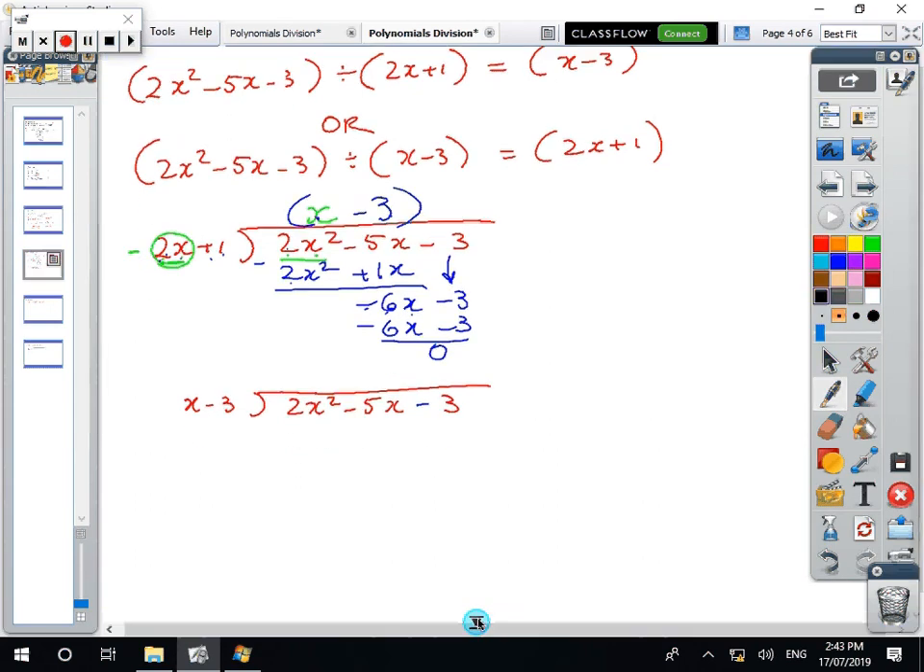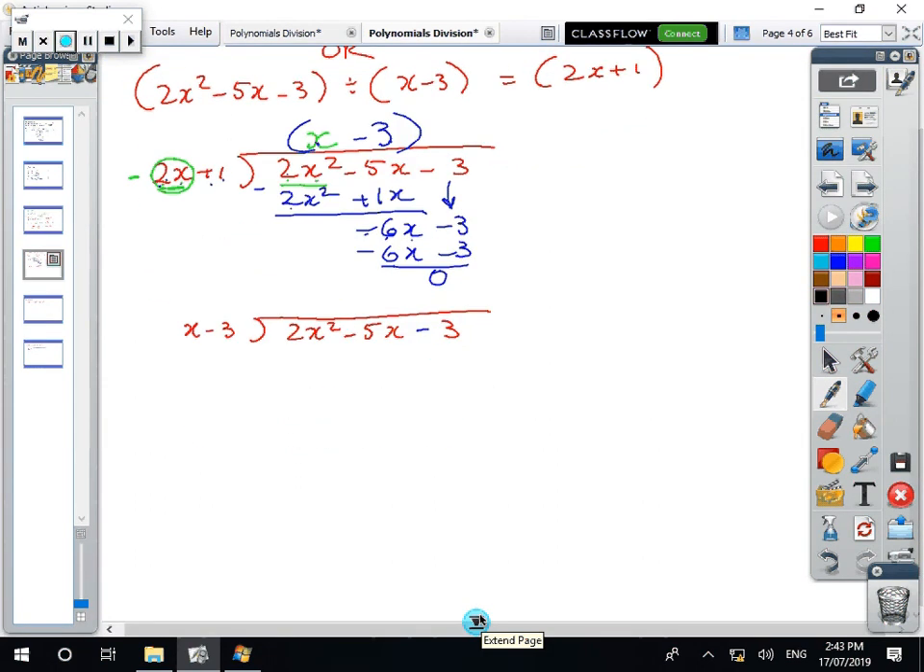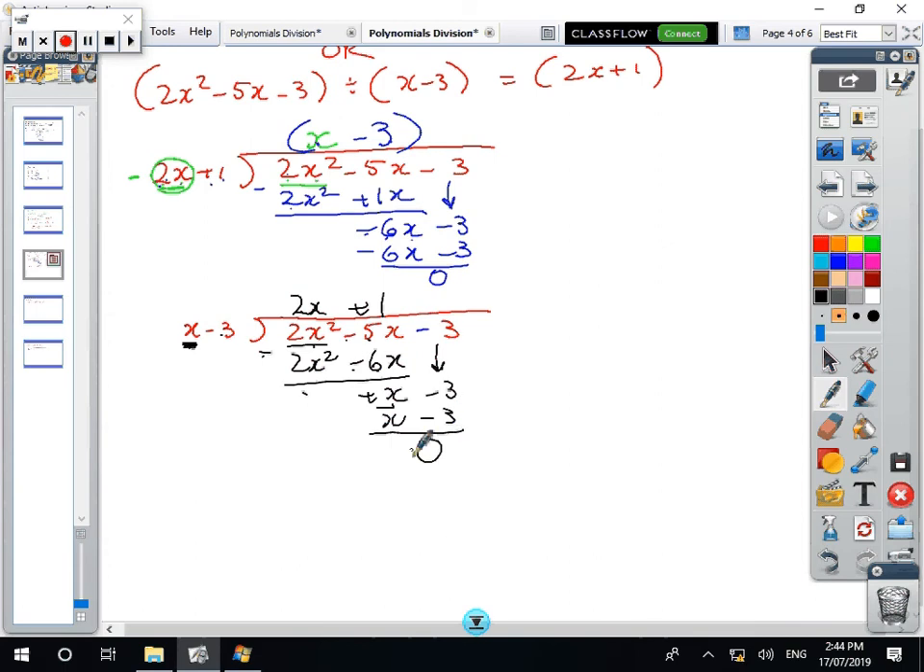Okay, so let's have a go. Next one. We know what the answer is going to be. It's going to be 2x plus 1. So leading term x into 2x squared. So x into 2x squared goes 2x times. 2x times x is 2x squared. 2x times minus 3 is minus 6x. Subtract. 2x squared minus 2x squared is nothing. Minus 5 minus minus 6 is going to be plus x. Then you bring down the minus 3. X into x goes once, so that's a division. 1 times x is x. 1 times minus 3 is minus 3. Subtract, no leftovers, and that's the answer we were expecting. Okay, so copy that and come across and we'll do some more.